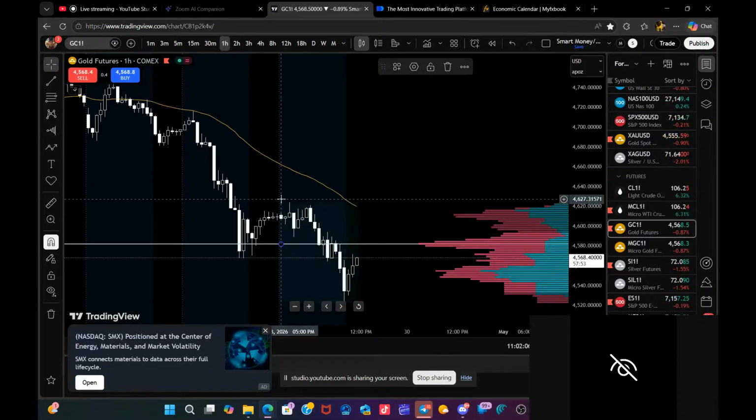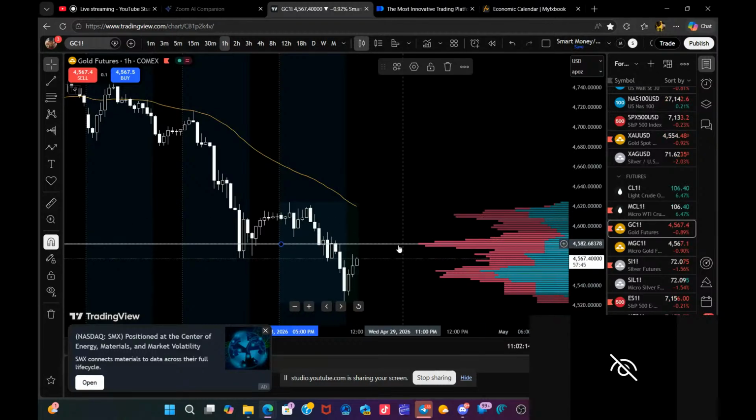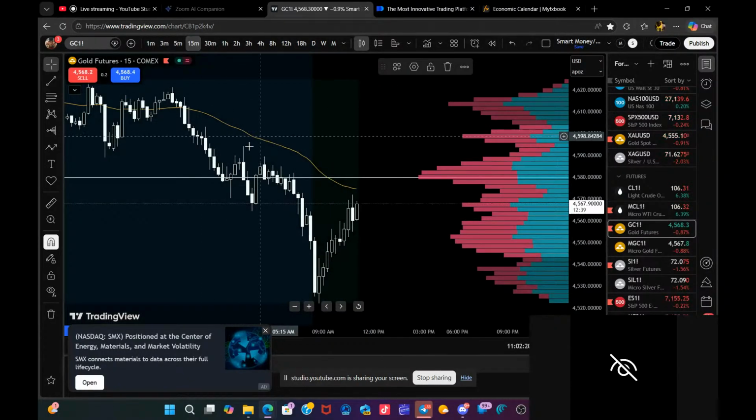Volume profile. See what we got. High, look at where our high volume node is at. One, two, three. We got three major ones. One, two at the point of control, three right here. Let's go to 15-minute. Check it out.